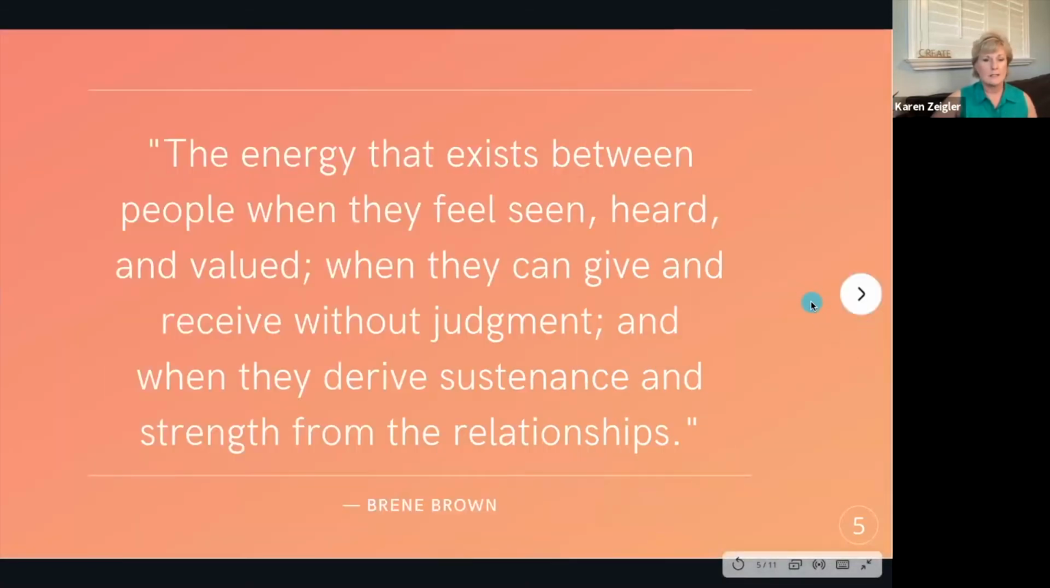So this is a quote by Brené Brown, her definition of connection. And I think this is where it all starts for us in the virtual world. And I'll go through some of the connections between culture and loyalty going forward. But she said, the energy that exists between people when they feel seen, heard, and valued, when they give and receive without judgment, and when they derive sustenance and strength from the relationship.